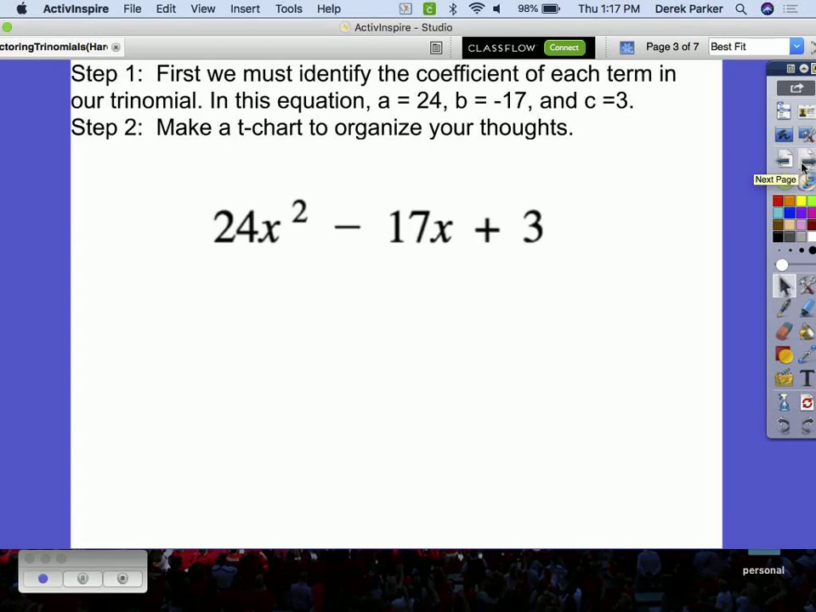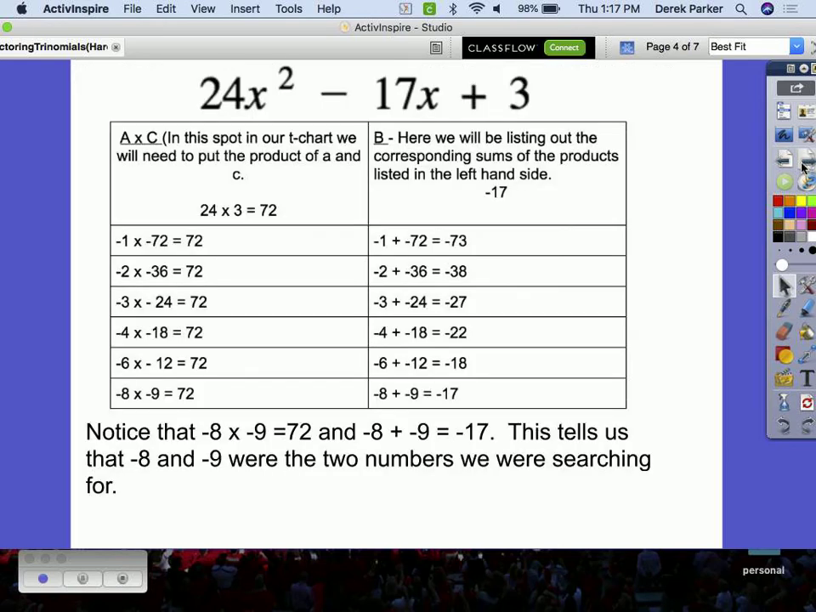First, we must identify the coefficient of each term in our trinomial. In this equation, a is 24, b is negative 17, and c is 3. Now, make a T-chart to organize your thoughts. Again, the AC method is where you multiply a times the c value. For example, 24 times 3. In this spot in our T-chart, we will need to put the product of a and c.